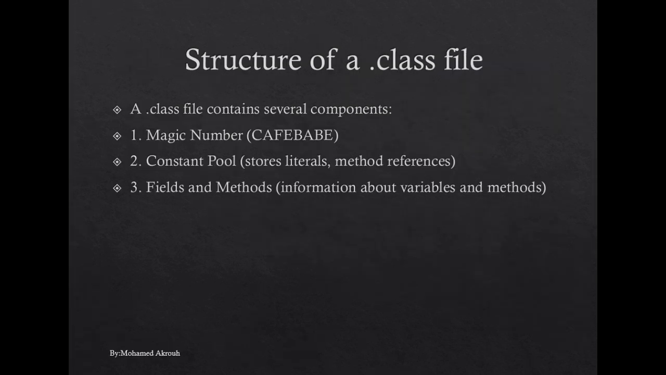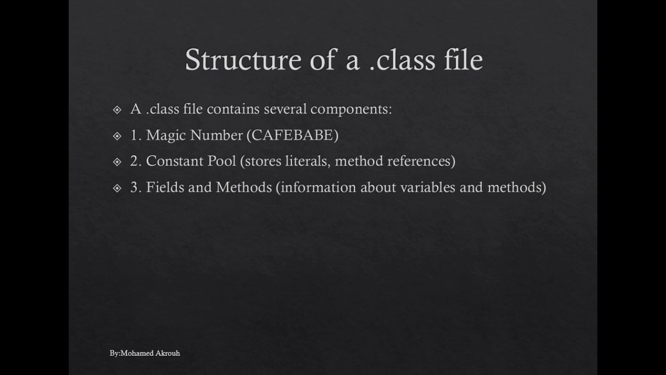Every .class file in Java follows a specific structure. Let's take a look at the key components. Magic number. The first part of every class file is the magic number CAFEBABE, which uniquely identifies it as a valid Java class file.